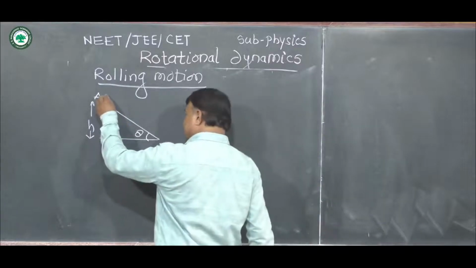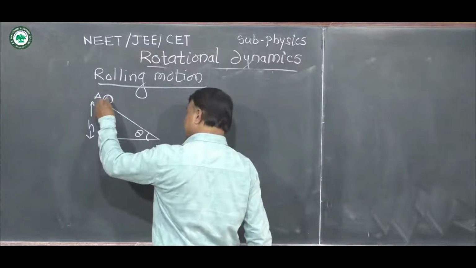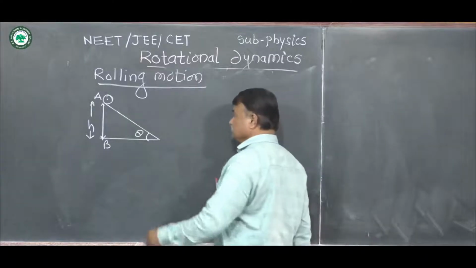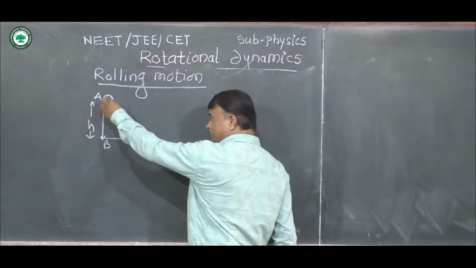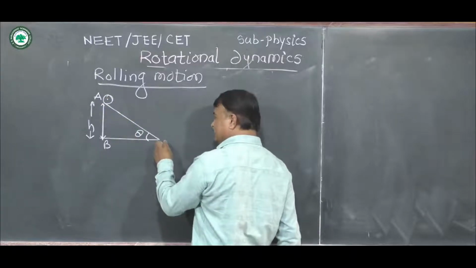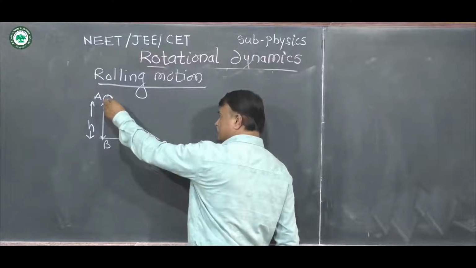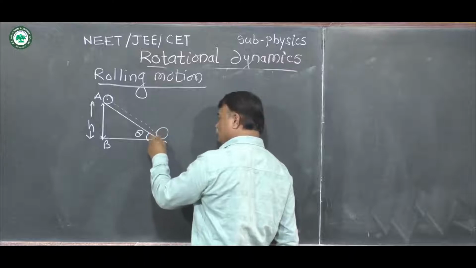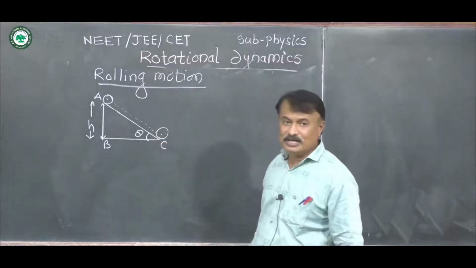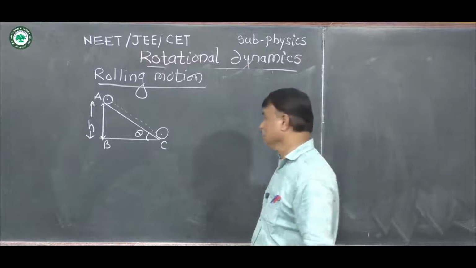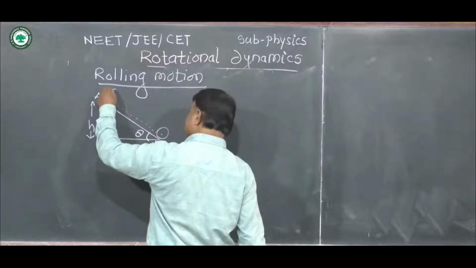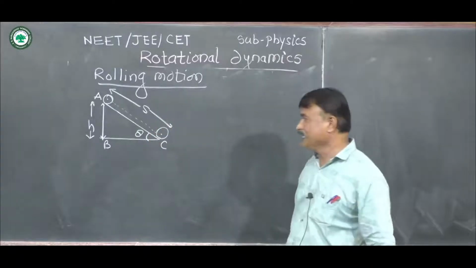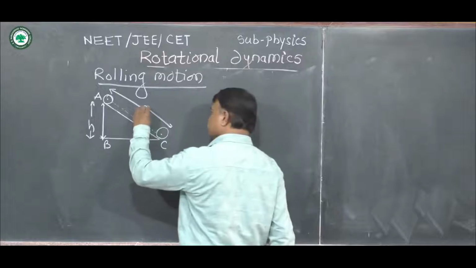The object is initially at A. If it is released from position A, it reaches point C in this direction, in a rolling motion without slipping. The distance between A and C is given by capital S.